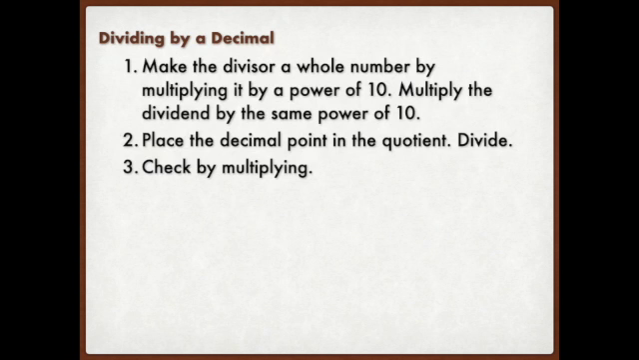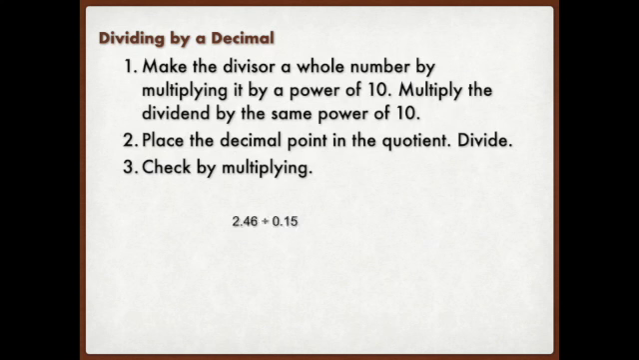Now, dividing by a decimal, number 1, I'm going to make the divisor a whole number by multiplying by a power of 10. I'm going to multiply the dividend by that same power of 10. So really all I'm doing here, I'm basically going to move the decimal places, how many places over to the right for both the divisor and the dividend. And then remember, we do want to place that decimal point in the quotient. We're going to divide, and then we're going to check by multiplying.